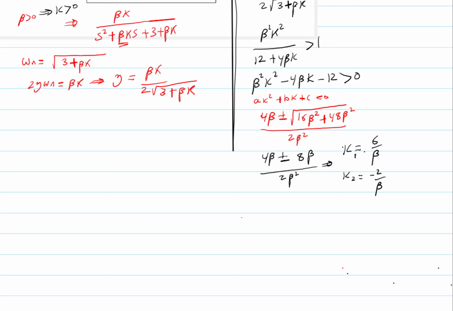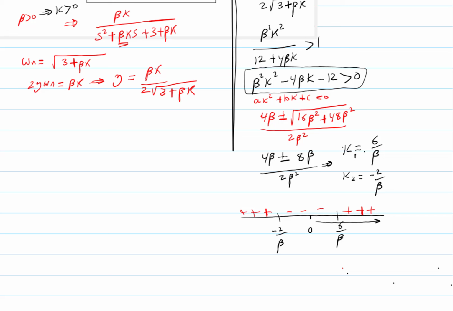So if we go here, the first root is 6 over beta, and this is minus 2 over beta. Now this will be positive, this will be positive, this will be negative, but keep in mind we need k to be greater than 0, so this is the range that we are interested in. So the first thing, this expression must be greater than 0, which means that k must be greater than 6 over beta.